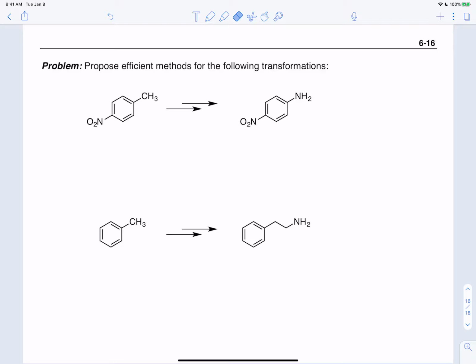Moving along, this next problem actually requires quite a few steps, so it looks like it's pretty straightforward. But somehow we're trying to turn a methyl group into a nitrogen. And so there aren't really many options here. We pretty much only have one way to install a nitrogen while also taking a carbon away, and that's the Curtius rearrangement. And that means that somehow we need to make this methyl group turn into an acid chloride. Acid chlorides come from carboxylic acids.